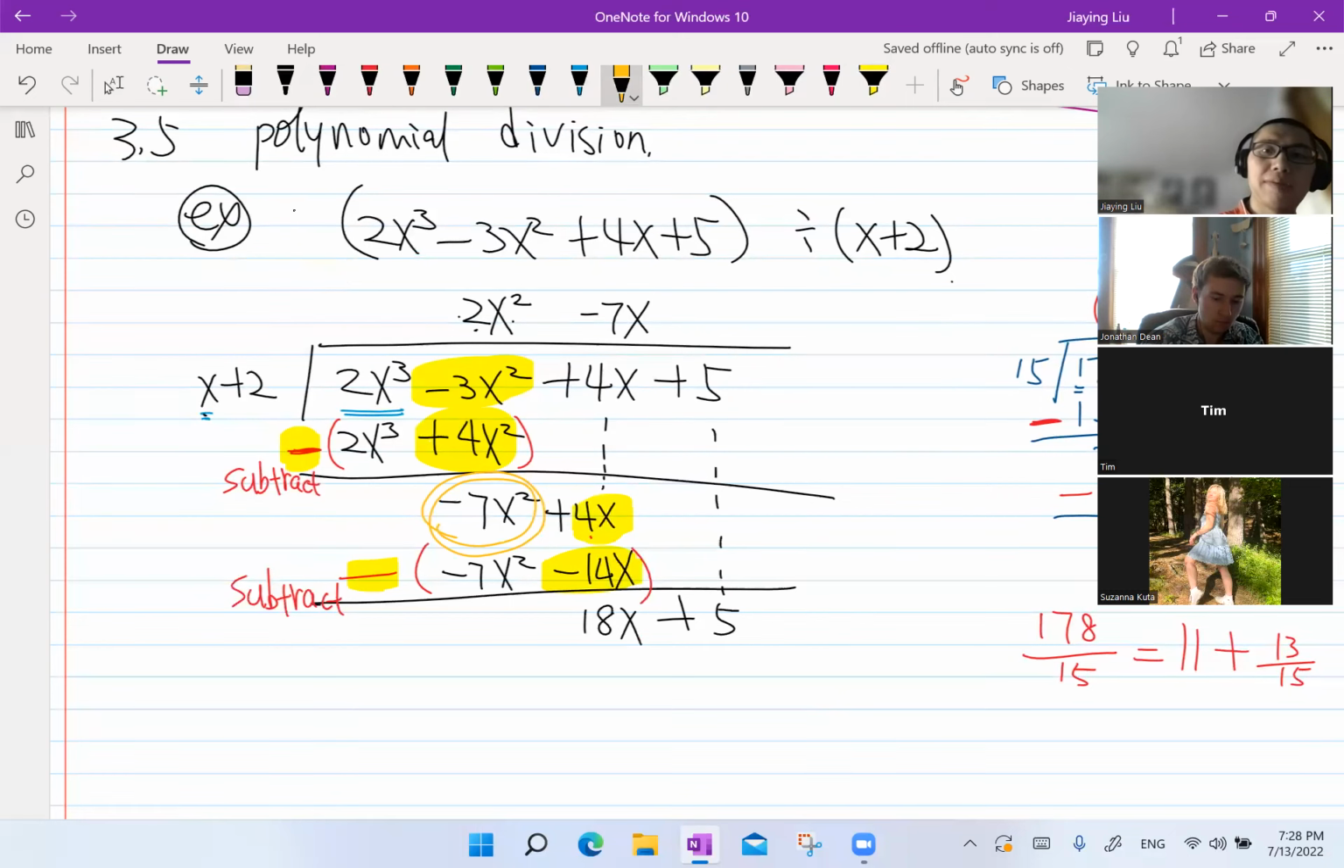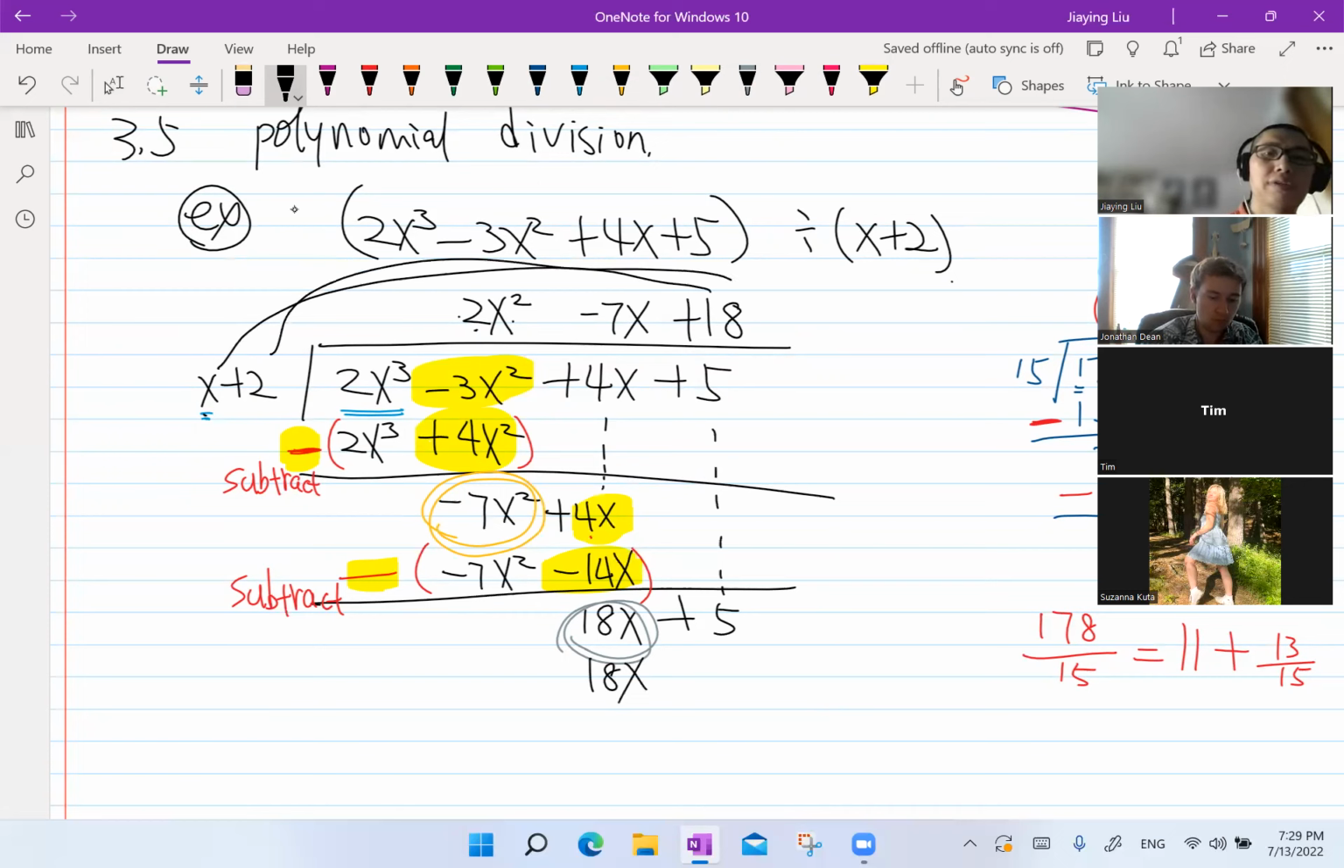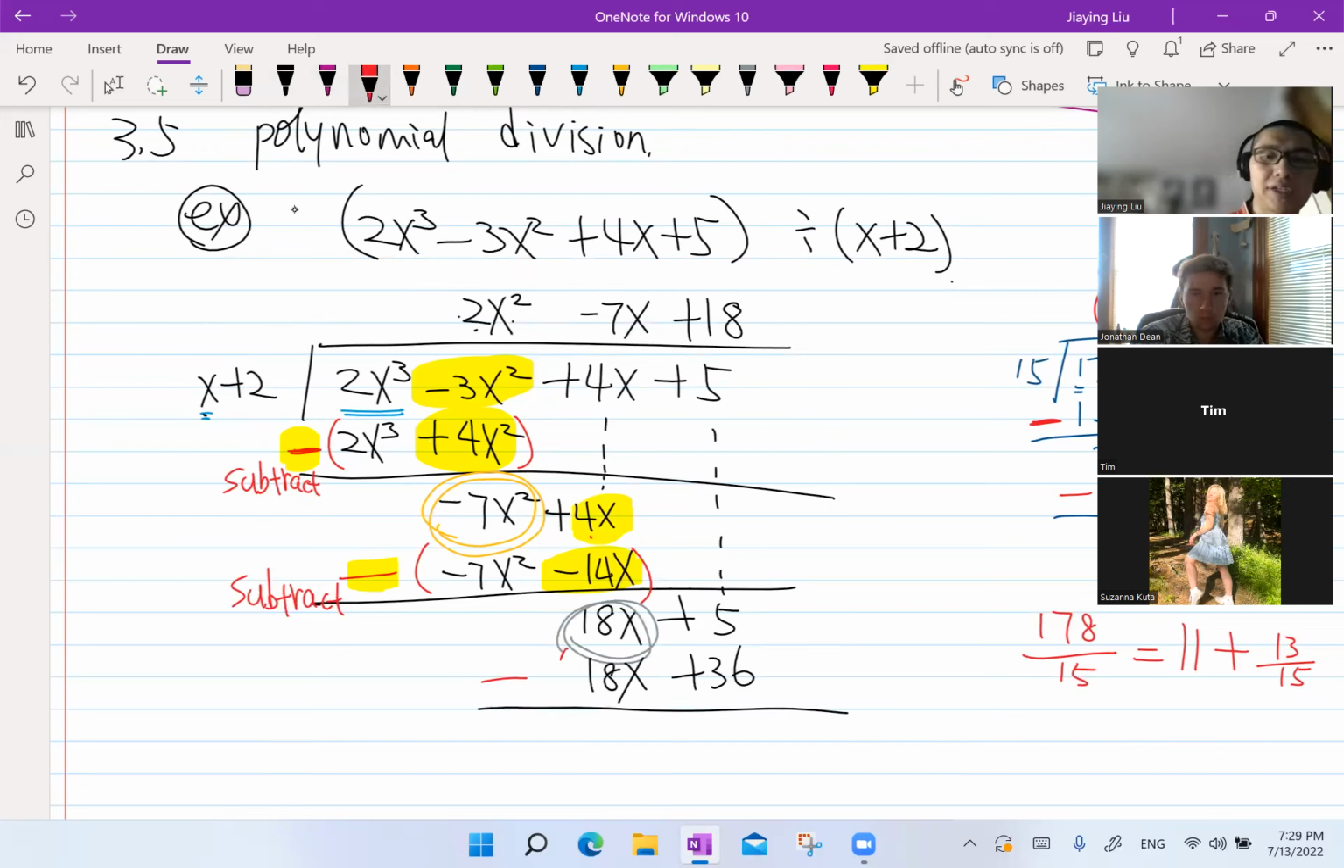So the next thing I'm going to get rid of in the following step is this positive 18x. So x times what expression gives me 18x? The answer is positive 18. I'm going to put it directly above the term with the number 5. So that's positive 18. I take 18 multiplied by x, that's the 18x. And 18 times 2, that's 36. So again, I need to subtract this expression.